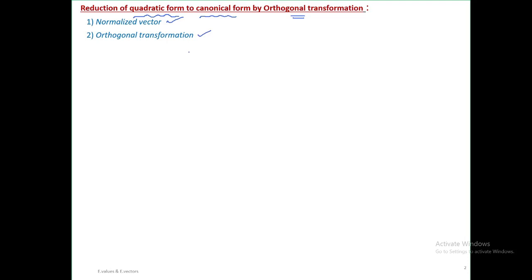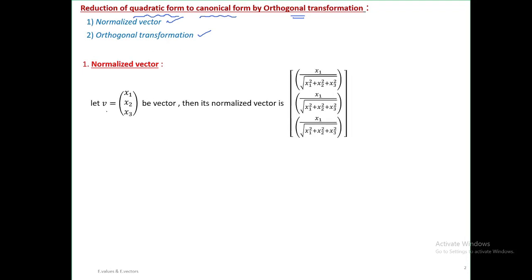Let us quickly recall normalized vector. You already know this from physics. Let V be a vector. Let us take a 3 by 1 vector, 3 rows and 1 column. You can take 4 by 1, whatever. I have taken a general column vector. Then its normalized vector is defined like this. Each and every component is divided by the length of this vector. What is the length? Square root of x1 square plus x2 square plus x3 square. That is the length of this vector.